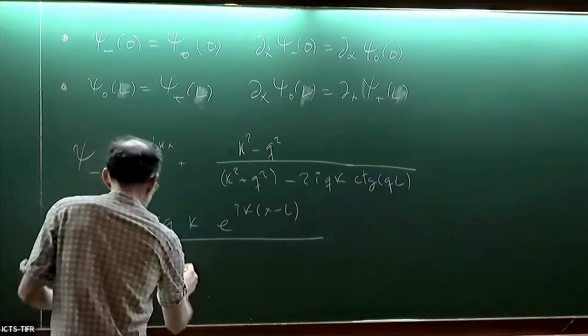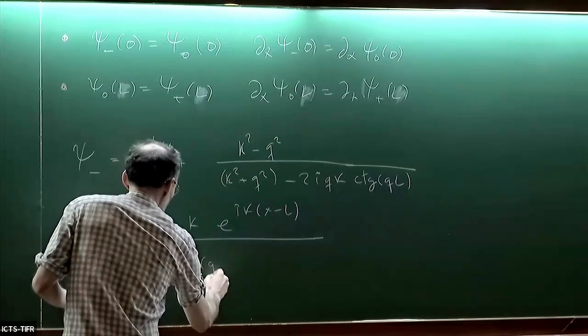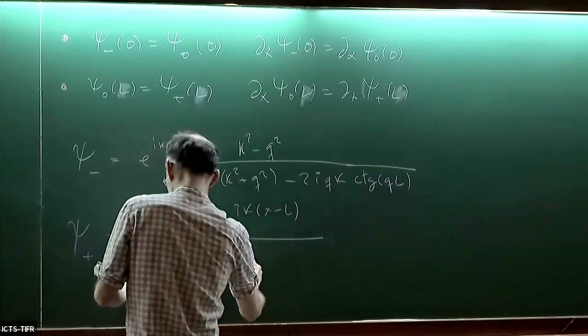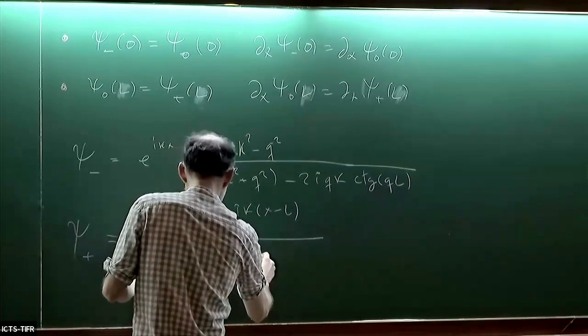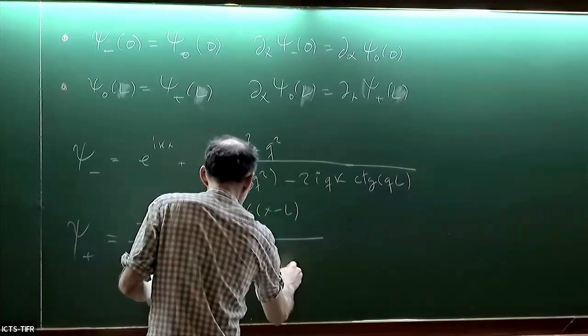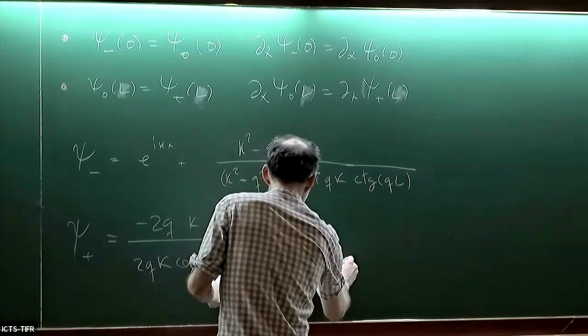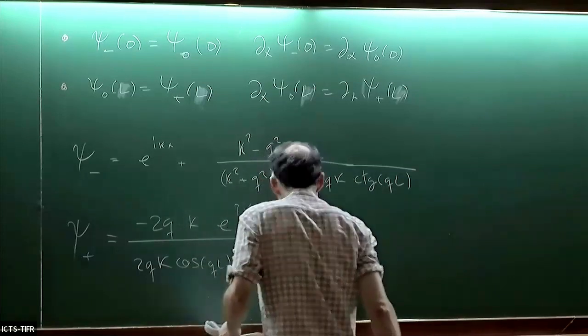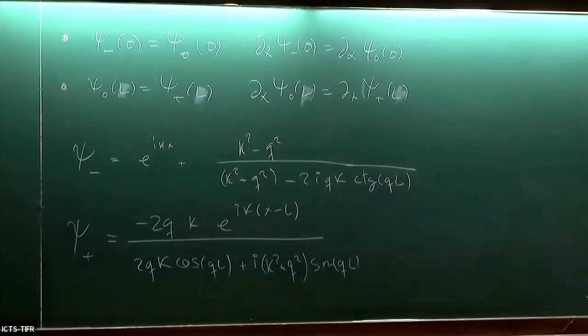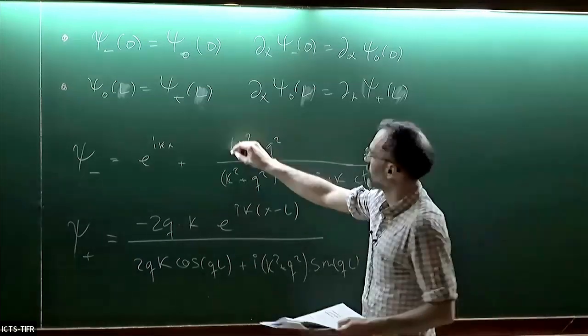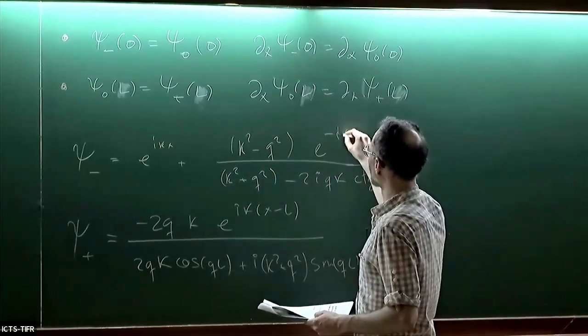Cosine of qL plus i times k squared plus q squared over sine of qL. And this has the e to the minus ikx.